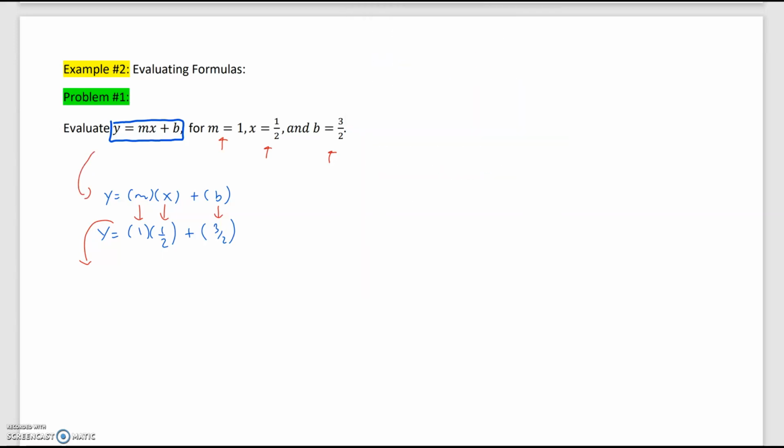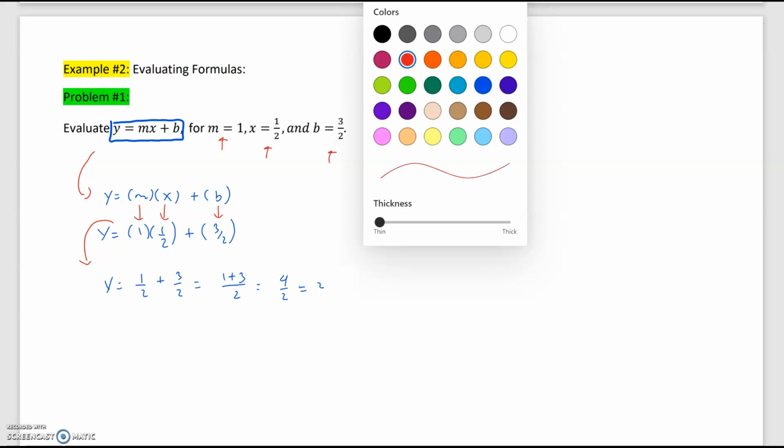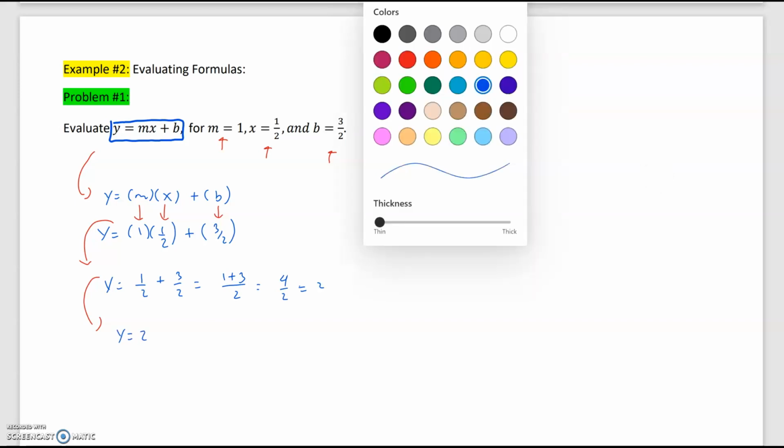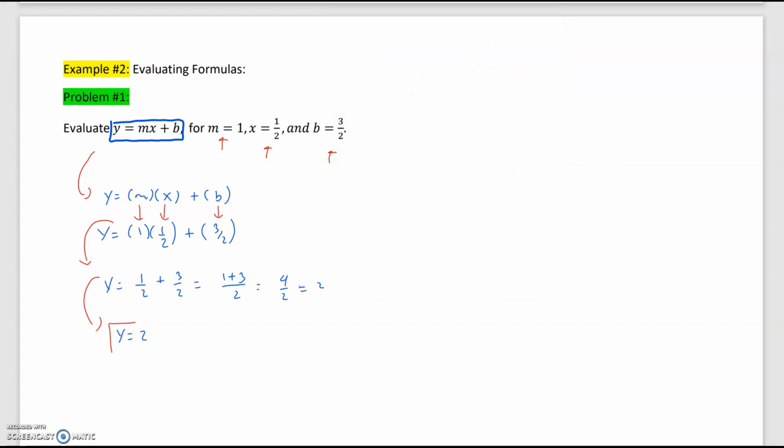So in this case, we're going to end up with y is equal to 1 times a half. This is just going to be a half plus 3/2, or, well, 1 plus 3 divided by 2, 4/2, or the value of 2. So let me just rewrite the final answer. Our final answer here is that y is equal to 2. And let me just check m, x, and b. That's actually it for this problem.